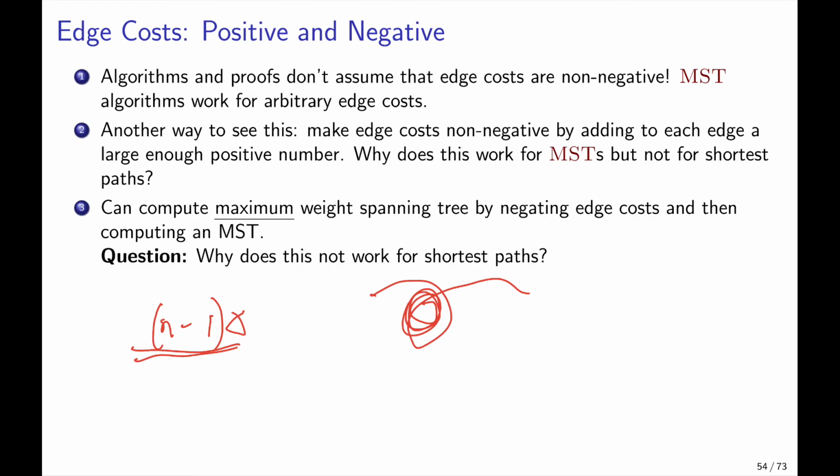Okay, so really I think the conclusion is that the MST algorithm really cares about the ordering of the edges. It doesn't care about the real value associated with them. And as such, it can work in any situation where you can define a good ordering of the edges.